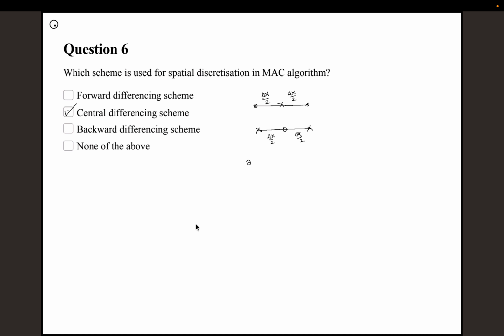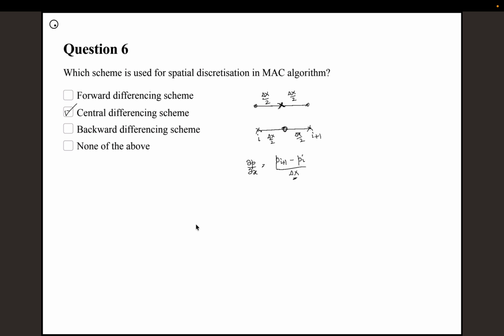So, for example, del p del x, we have to write at this cell point. So, sorry, del p del x will be at the face center. We will have the value at this point minus this point, I plus 1, this is I plus 1. So we are writing delta x here, but this is actually a central differencing scheme, which is second order accurate. The same for velocity also.